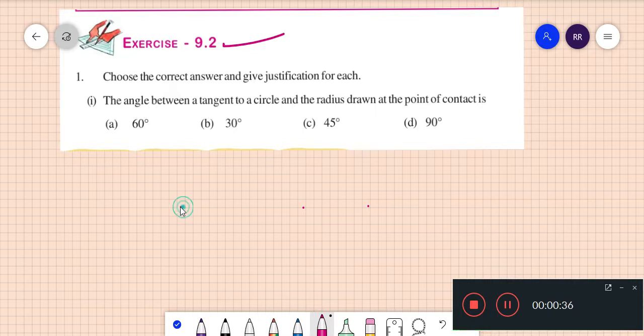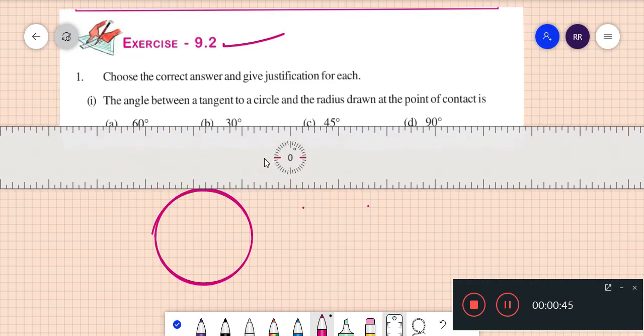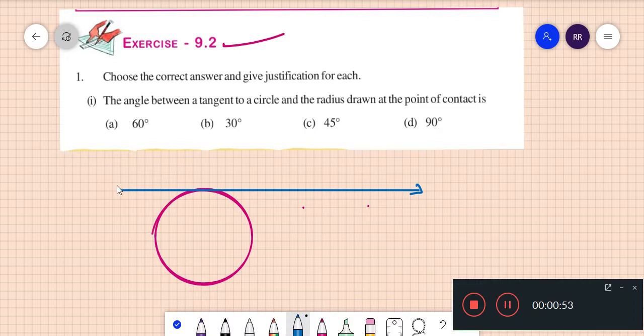So this is the circle. Okay children, this is the tangent, because it intersects at only one point. So this point is called the point of contact. This is the center. From the center to a point on the circle. Okay children, you will draw neatly. So this is the radius.